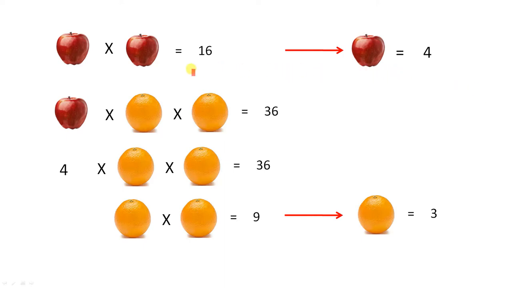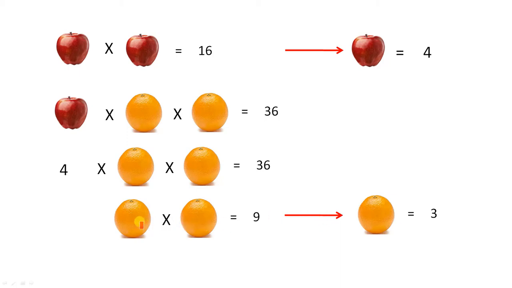So we remember from the previous slide, when we had apple times apple equals 16, the apple had a value of 4. Now we have to solve this section here, so that was the second part. Apple times orange was 36. Remember the apple was 4, so we put 4 here. So 4 times orange equals 36. If we divide both sides by 4, we get orange equals 9.